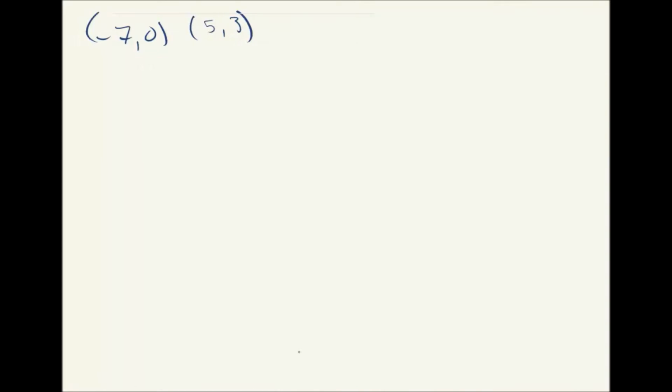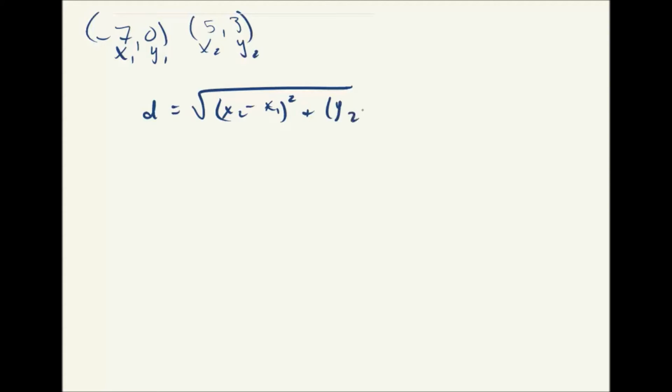So the example gives you these 2 points, negative 7, 0 and 5, 3. This is x1, this is y1, x2, and y2. And it says find the distance between the points and the midpoint. So using the distance formula, distance is equal to the square root of x2 minus x1 squared plus y2 minus y1 squared.